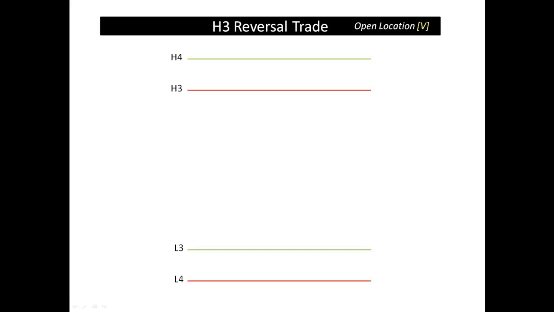Let's start up here. You'll see open location V. That stands for the value area. If we open in the value area, what trades do we want to take? First, we're going to talk about the H3 reversal trade. In this trade, we open in the value area between H3 and L3, and price pushes up and goes above H3. When it trades back below H3, that is your sell entry.